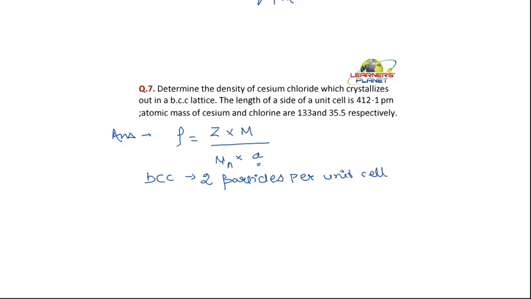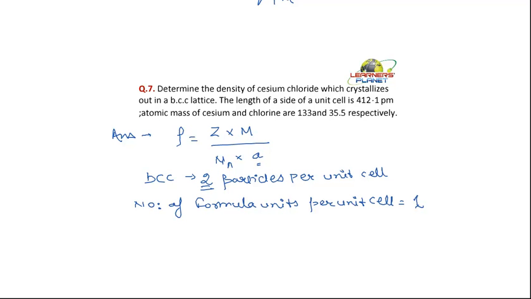So the number of formula units per unit cell will be equal to how much? 2 particles per unit cell. It means one should be of cesium and one should be of chlorine. So the number of formula units per unit cell will be equal to how much? It would be 1, because there are only 2 particles per unit cell. So the number of formula units will come out to be 1.